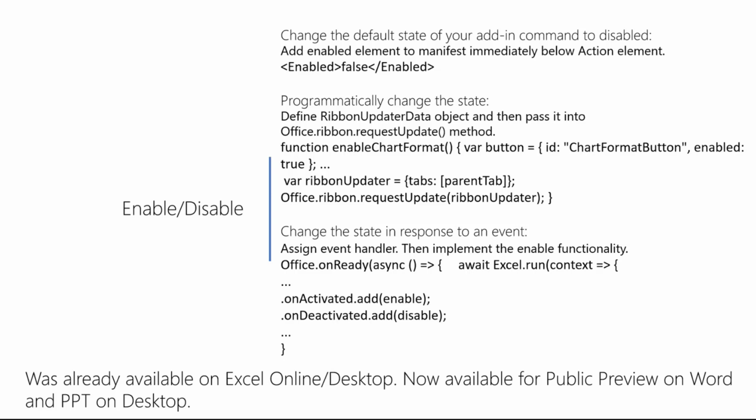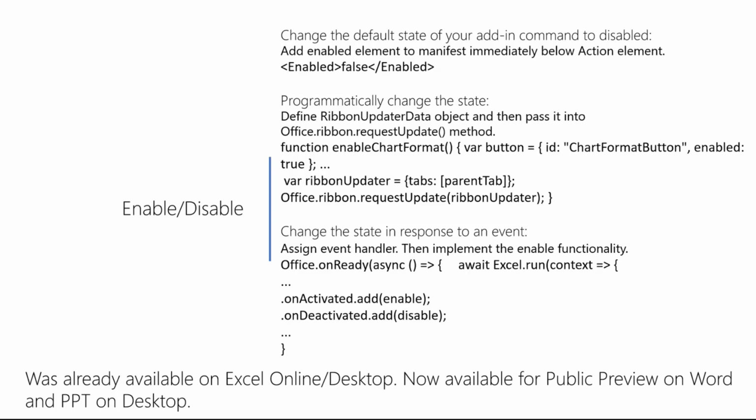And you first identify the button that you want to enable or disable. And then you go through and you identify the group and the parent as well. And then you add your ribbon updater to the parent tab. That way it has the whole control and you have direct access to that button. And then when you call the request update method, it'll update the ribbon updater object.